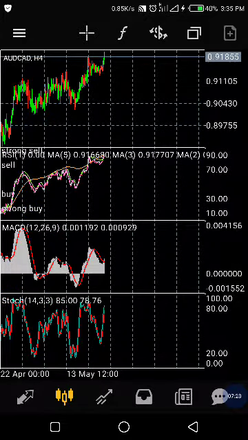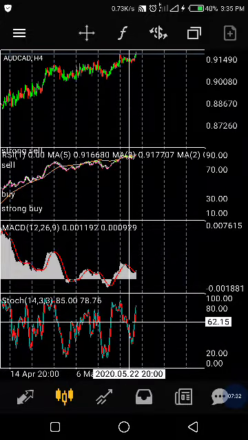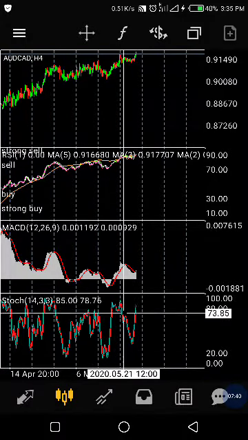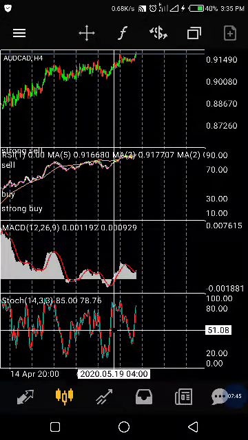Let's say in 1 hour time frame, this is 1 hour time frame. Now we are looking at the stochastic, because the stochastic is an oscillator. It shows the movement of the momentum of the price action. Okay, so now the stochastic is showing us that it has not come. The stochastic has not come. There is no signal yet.